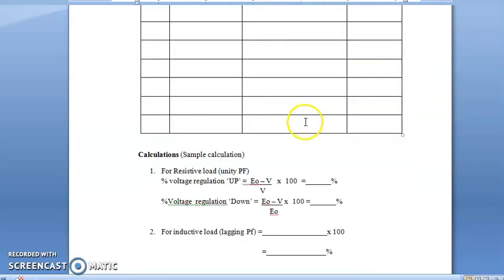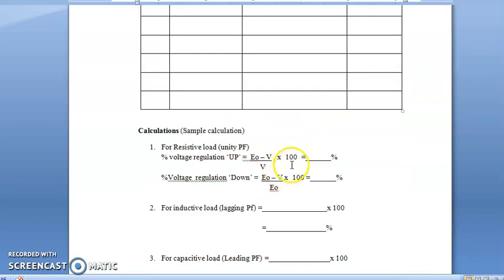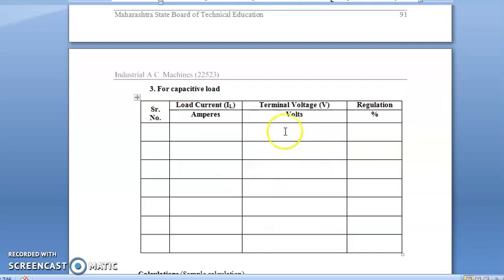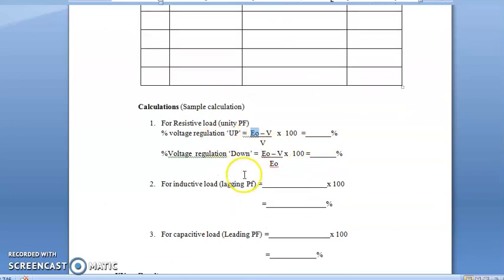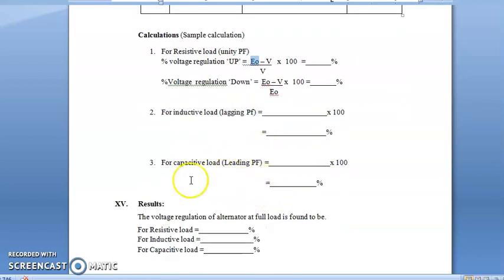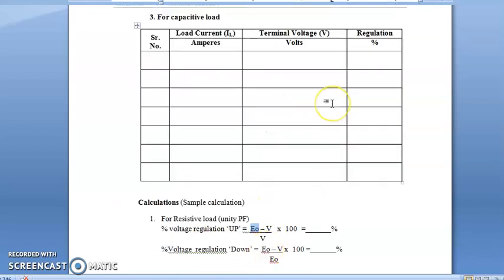Okay, so after that the calculation part is just this, we know the formula for voltage regulation. Voltage regulation is nothing but E0 minus V divided by V. E0 is your rated no load terminal voltage, which is 415 volt. So 415 minus V, where V is the terminal voltage you will get. Then divide by V and multiply by 100, and you will get the regulation for different loads. Similarly for inductive load as well as capacitive load, calculate the results, find everything and write the readings. Okay, so next let's start our actual performance of the experiment.